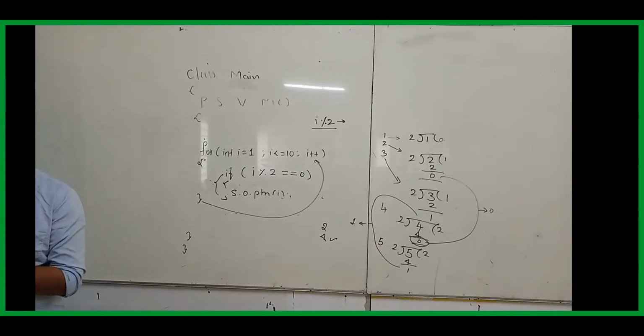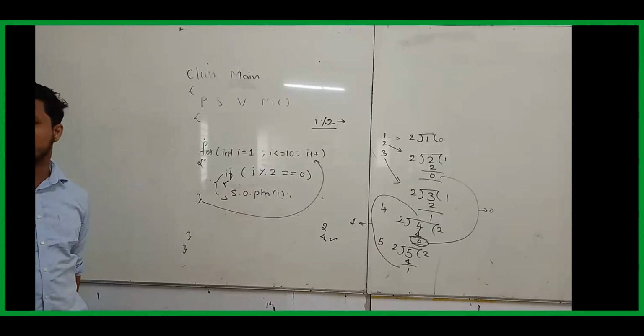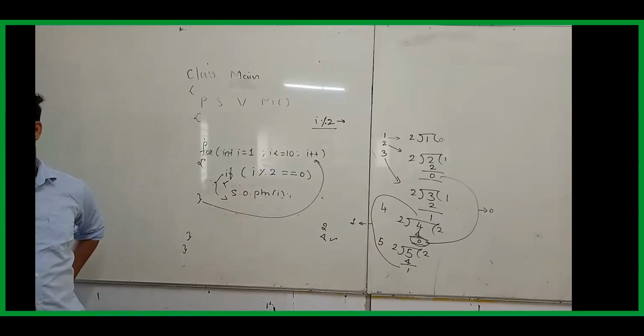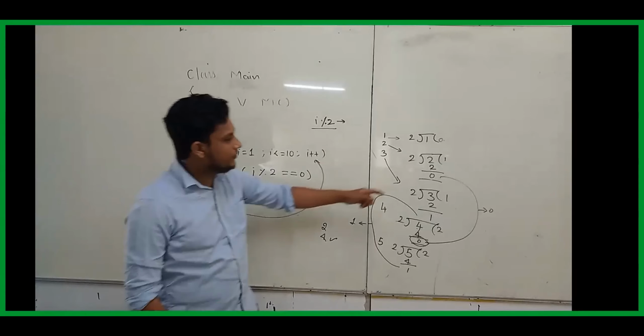Write the next program, that is print the odd numbers. Okay, write a program to print the odd numbers 1 to 10. Write a program to print the odd numbers 1 to 10. Okay, tell me what are the changes you need to make here? How did we identify the number is odd here?